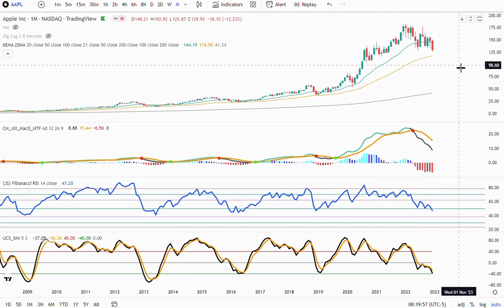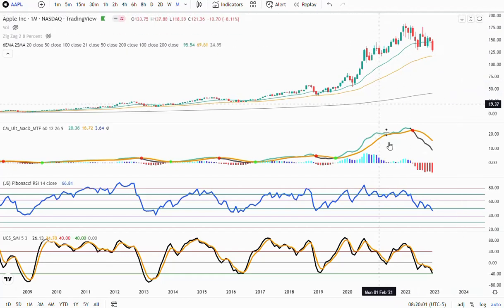I'll come back with an update in about a month or so just to see where these technical indicators stand.